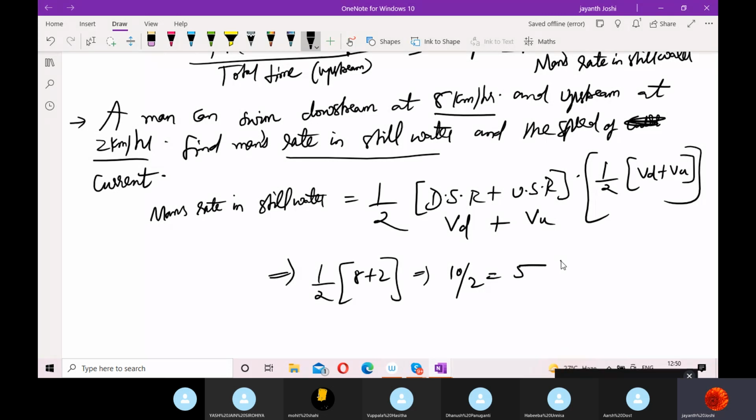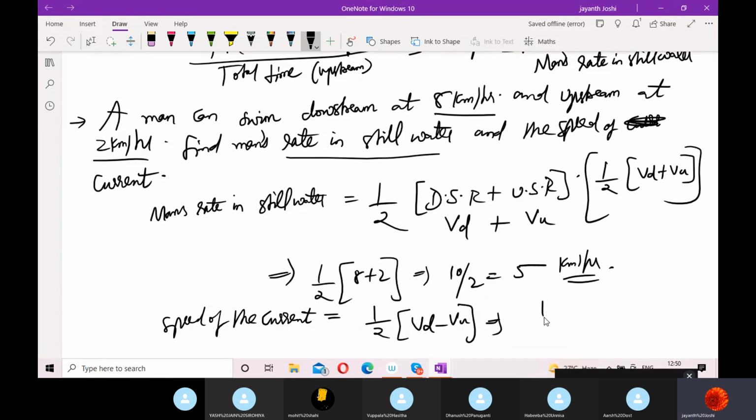That's it, finished. 5 kilometers per hour. Direct formula substitution. Then the speed of the current or stream, anything is all right: half (Vd minus Vu). So half, what is Vd? 8 minus Vu was 2. So 6 by 2 is 3 kilometers per hour. All of you make a note of this. We'll go for the next question.